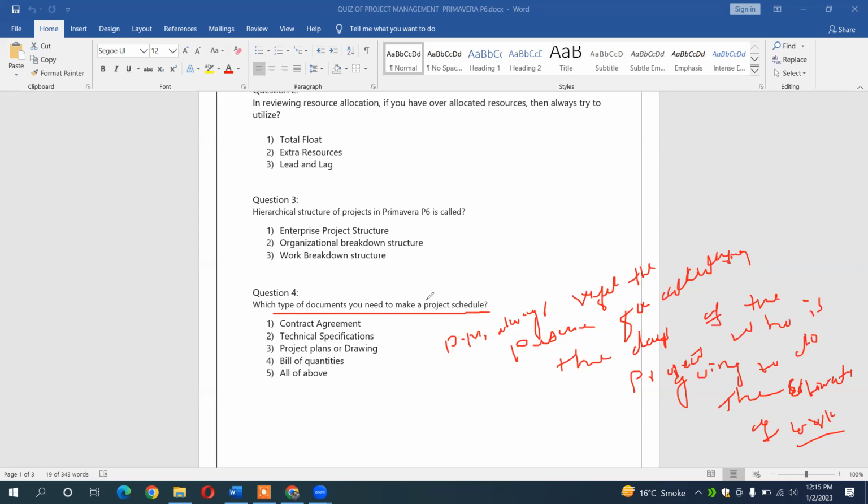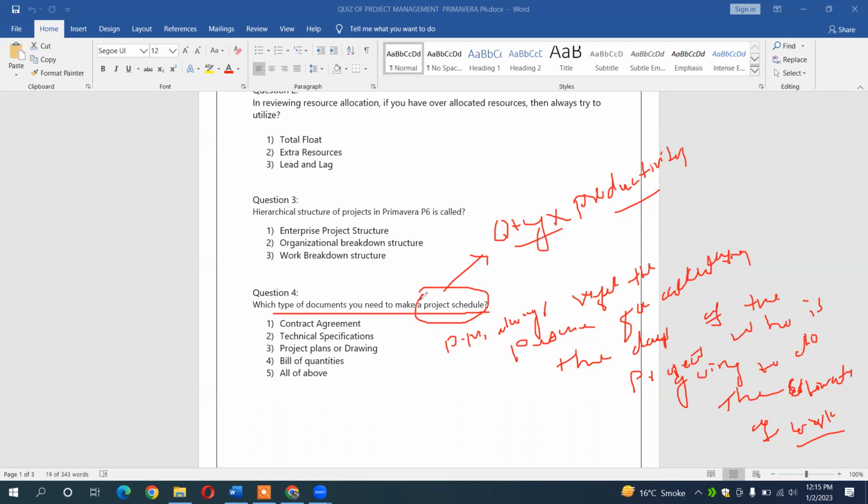Whereas how you can find your project schedule, this is also an interview question. For the project schedule, you always refer to the quantity multiplied by the productivity. So by using your quantity and the productivity sheets, you can also develop your project schedule.